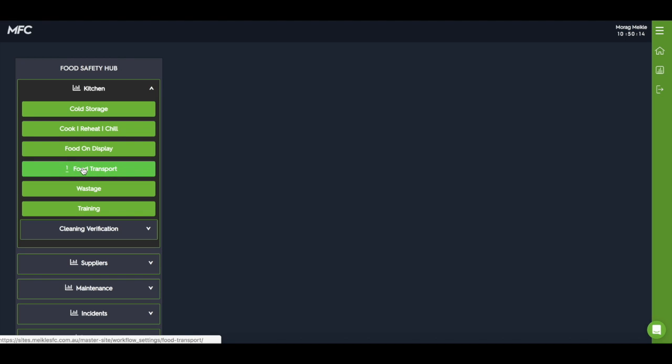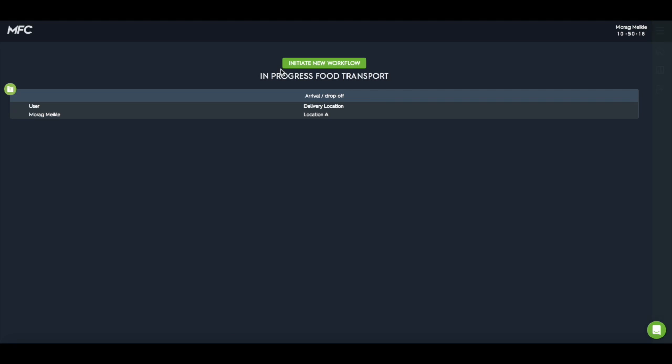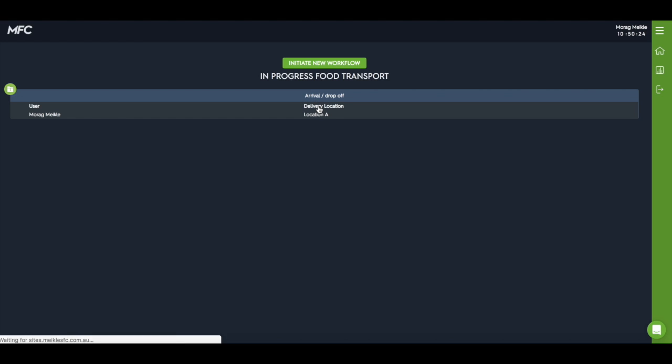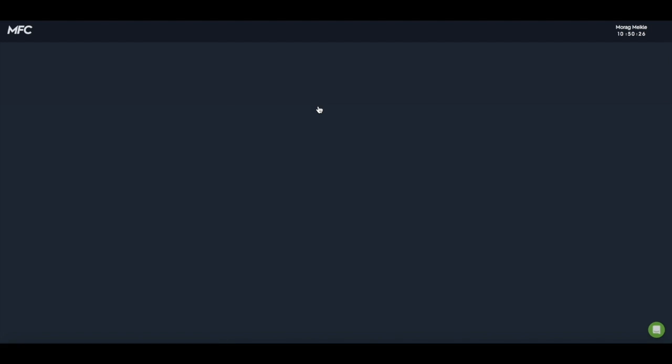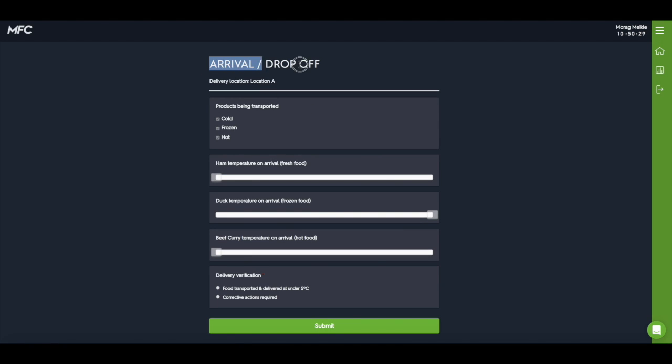As we can see now, there's a food transport. We've got one of those which is active. We can initiate as many of these as we need to simultaneously. That will just add another workflow to the system. In this case, we will re-access that workflow at the arrival. So now we can see that that's changed to an arrival and drop-off point, the delivery location A.